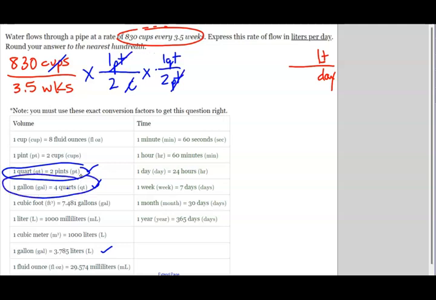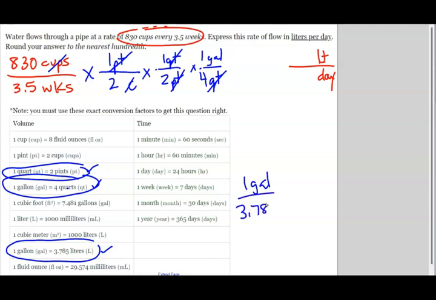And now I'm going to move to this one. 1 gallon is 4 quarts. And there goes my quarts. And now I can use this one down here. 1 gallon is 3.785 liters, or 3.785 liters is 1 gallon, right?